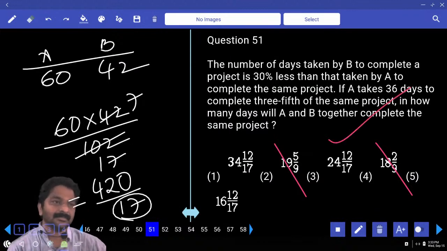Final. I don't want to calculate what the other number is. Two options are eliminated already based on the denominator and first digit. Enough.